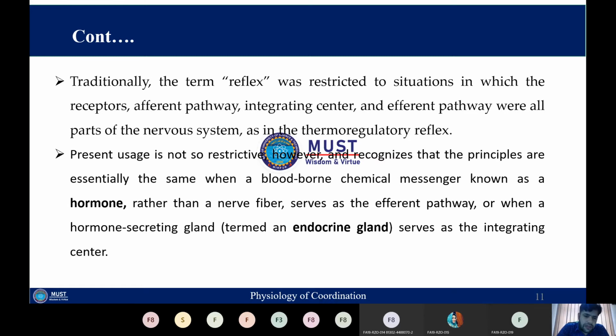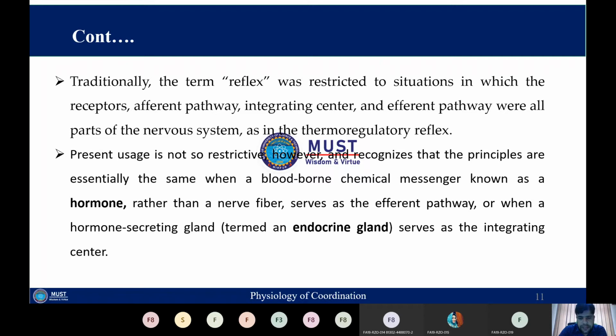But now we can say that this is a very restrictive definition of the reflex, and we can't restrict it to this traditional pathway. Sometimes the principles are the same when a blood-borne chemical messenger known as a hormone, rather than a nerve fiber, is serving as the efferent pathway. We will discuss this in an upcoming lecture, that sometimes a hormone can also behave as the messenger. The hormone is secreted by an endocrine gland directly into the blood, and from the blood the hormone will travel to the integrating center, and after integration of the message, the message will be relayed to various types of effectors, for example glands or muscles.